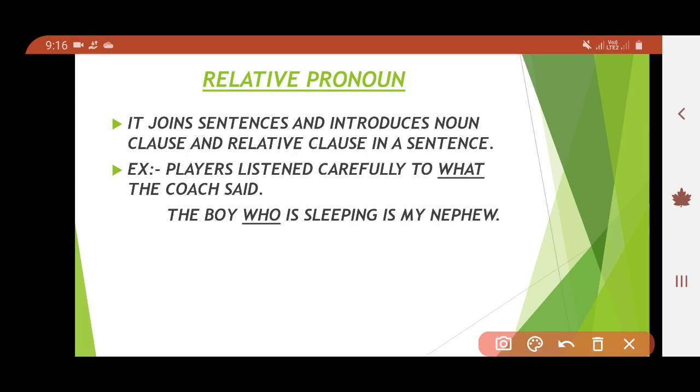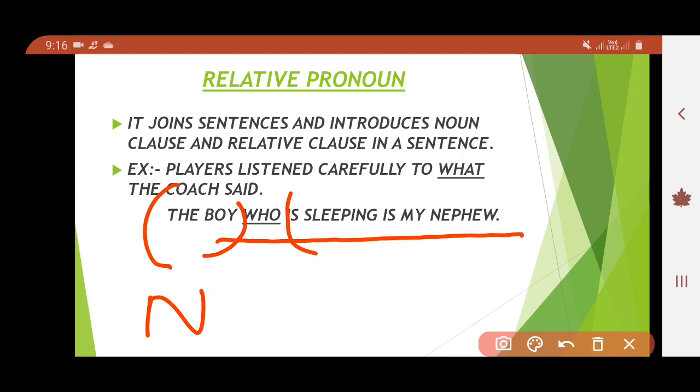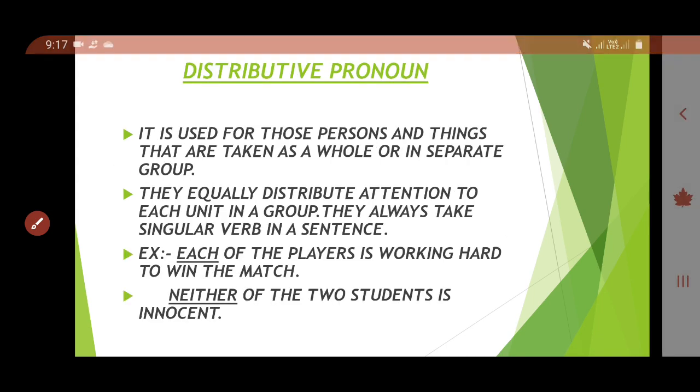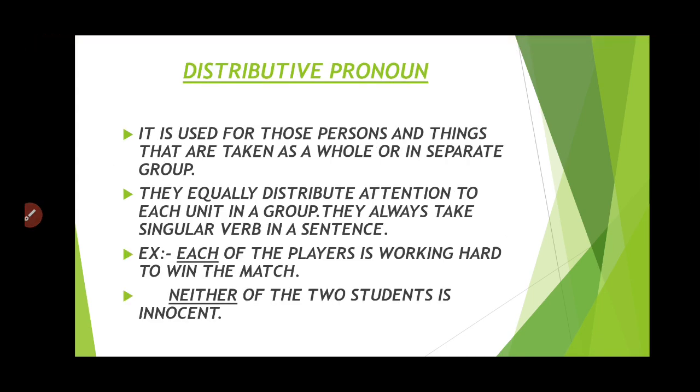What is the next example? The boy who is sleeping is my nephew. So here again, this one clause is joined with this relative clause with the help of what? With the help of this who, the relative pronoun. Okay, students, so this is relative pronoun. Relative pronoun is a pronoun that is used to join sentences and introduces noun clause and relative clause in a sentence. Okay, let's go to another kind of pronoun, that is the distributive pronoun.